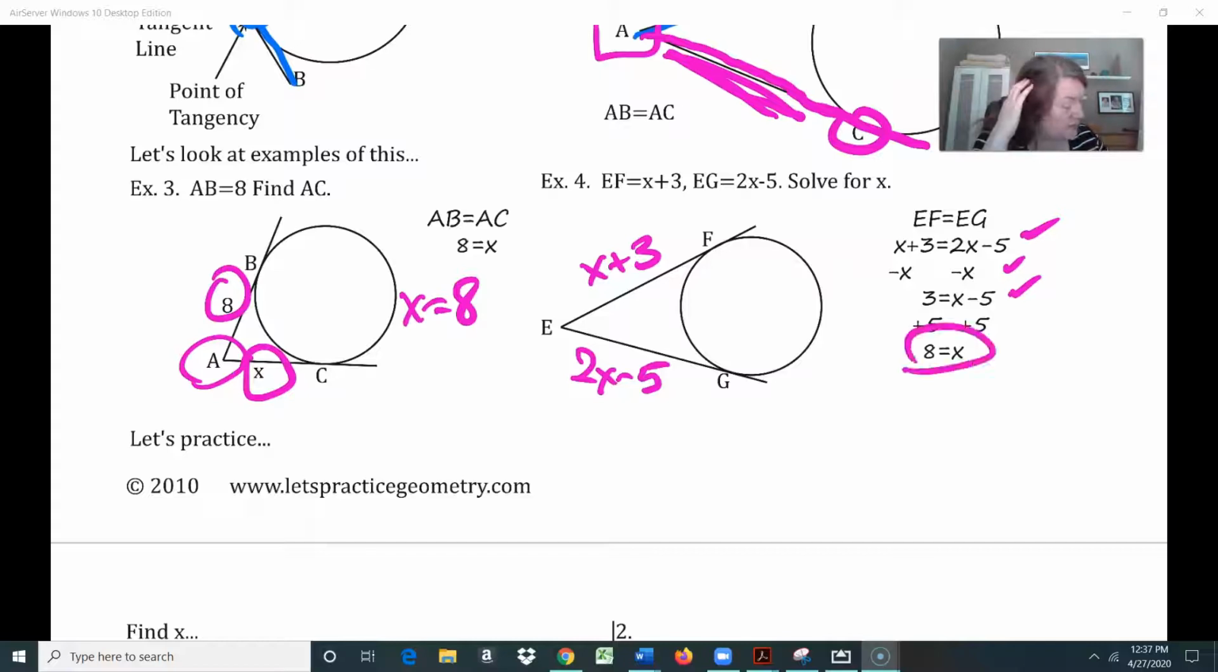And then we can come back and double check it to make sure that makes sense. If I plug in an 8 here, I'll get 8 plus 3, which is 11. And if I plug in an 8 here, I'll get 16 minus 5, which is 11. So I know for sure the answer is 8.